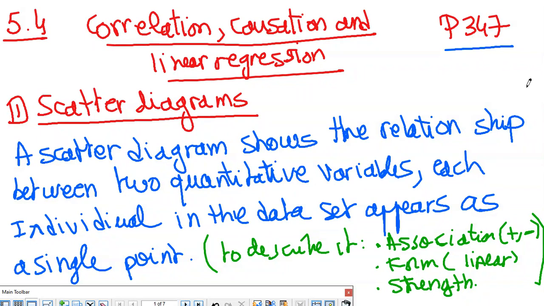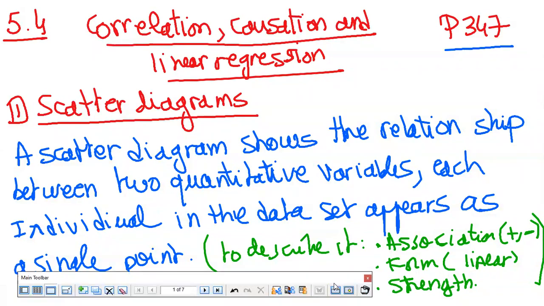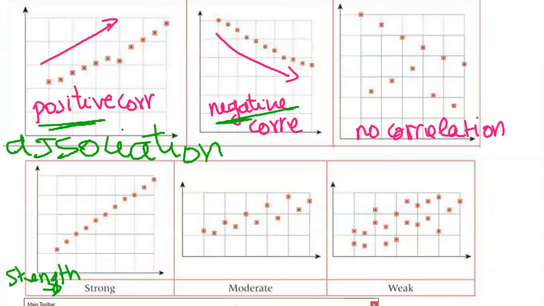So to describe the scatter plot, we need to first see the association, which means whether it's positive or negative. We need to see the form of the diagram. Is it a linear equation? Normally it's linear, it's a line. And we need to see the strength, if it's strong, weak, or moderate. So we will see the graphs.